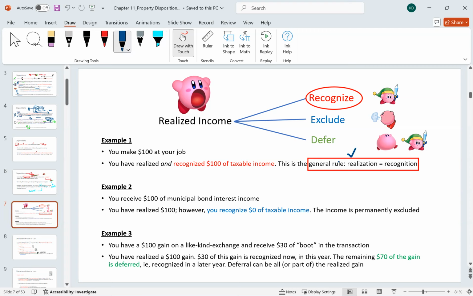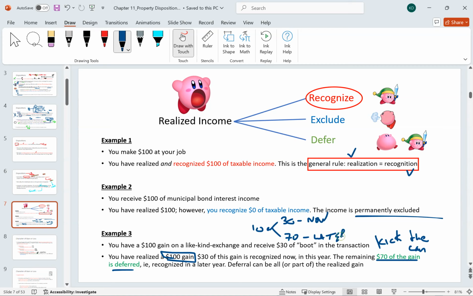General rule, that gain that we realize that we calculate in that formula is going to be what we recognize. There are, however, exceptions where we can permanently exclude the amount. Or alternatively, we can kick the can and say, yes, we have calculated a $100 gain that we realized, but of the 100 that we realized, 30 we're going to recognize now, and 70 we're going to recognize later, right? We're going to kick the can until a later point in time. We will look at these scenarios where that comes into play in the next lecture.